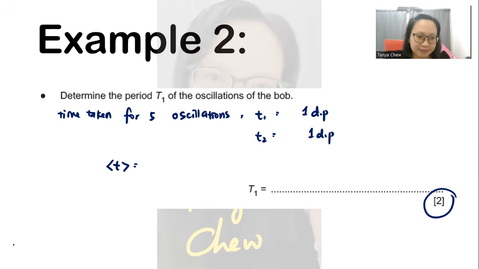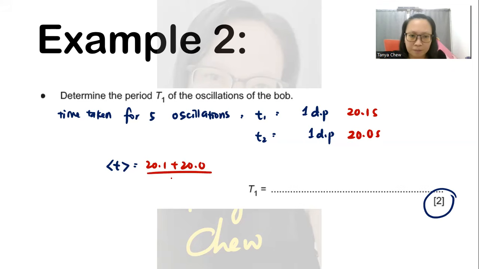And make sure that, let's say T1 is, for example, 20.1 seconds and T2 is 20 seconds. So your T average is 20.1 plus 20 seconds divided by... no, divided by 2. So this is the T average. It's not the period. So 20.1 plus 20 divided by 2, and you're supposed to get 20.1 seconds.